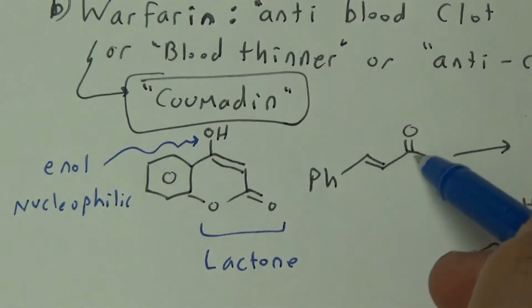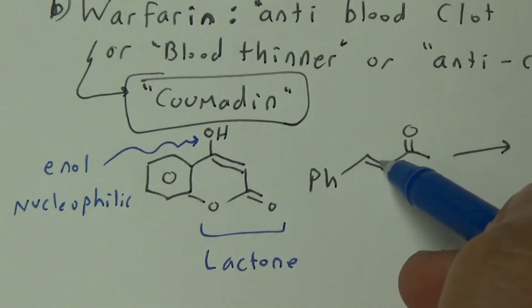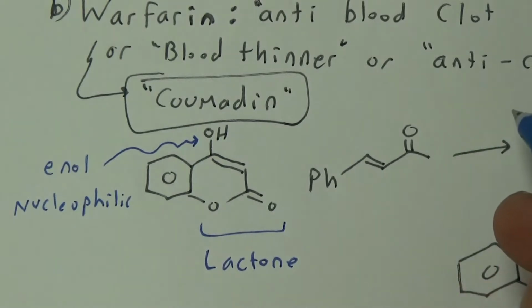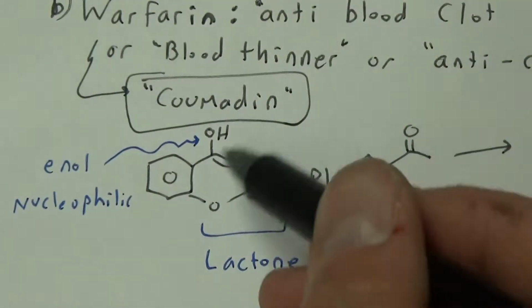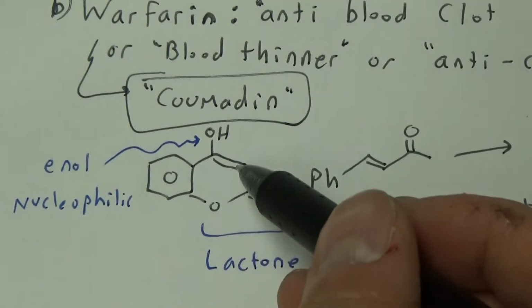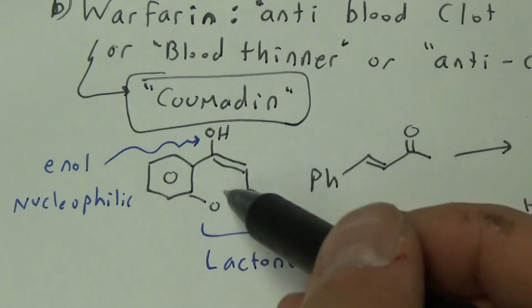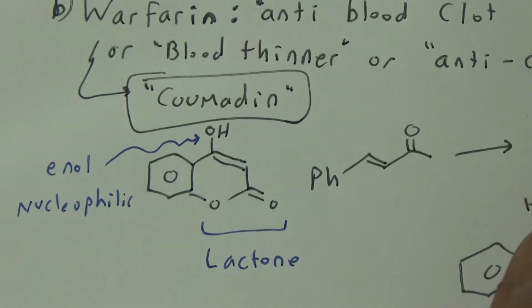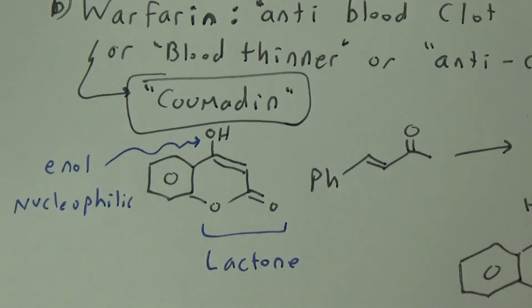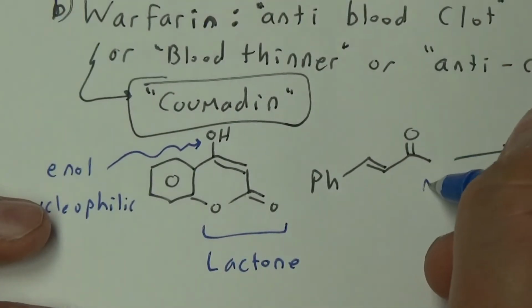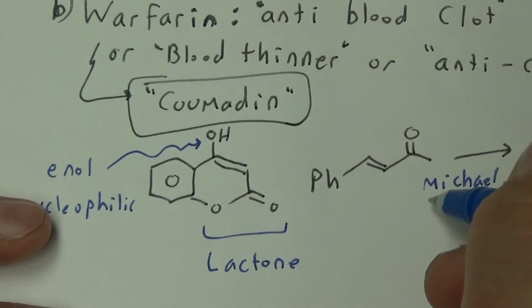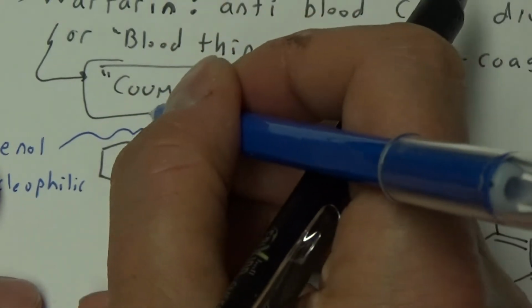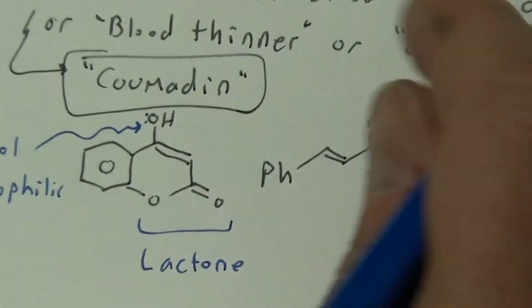When you have the alkene next to a ketone, this will actually attack at the alkene position and then push the electrons towards the ketone. And that had a name also. Do you remember what the name is? When an enol or enolate nucleophile attacks an alkene next to a ketone. It's a human male name. It's a Michael reaction.